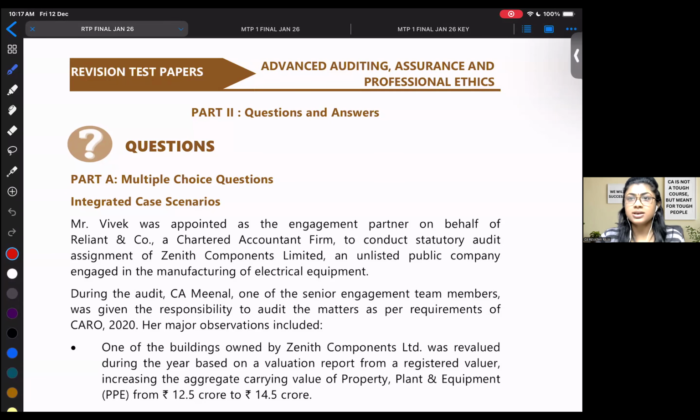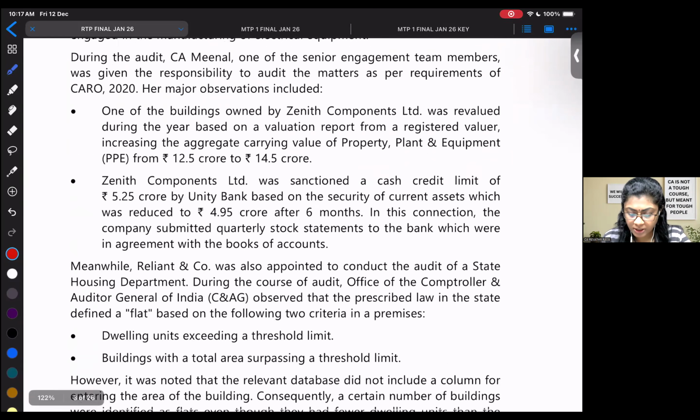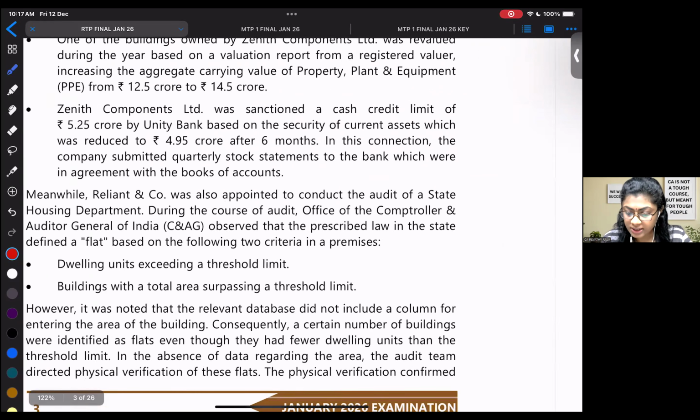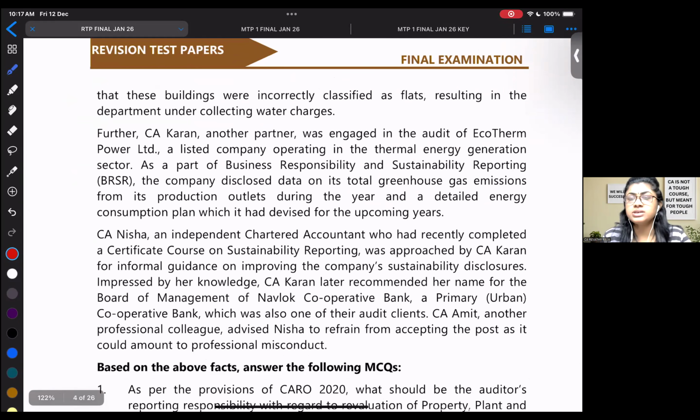Did you understand? So, as you know, the first part is regarding the MCQ. And those who are asking, this is RTP for the Jan 26 attempt, CA Final Jan 26 attempt. So, the first thing is regarding the case scenario. If you see, that is a big case scenario. Did you see that? You have a big case scenario.